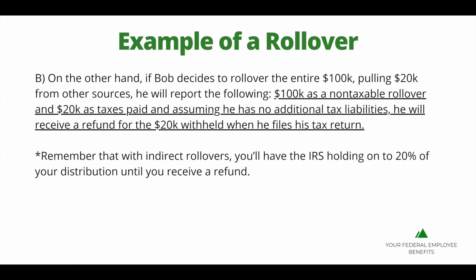Because he was able to move that entire $100,000 to an IRA within the 60-day period, and remember, there's a 60-day timeline that you have to meet, that $100,000 is going to be treated as a non-taxable rollover. He will not have to pay any taxes on it. There will be no penalties.